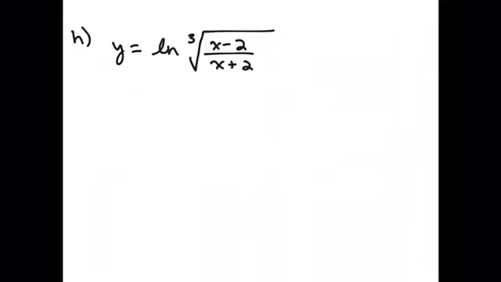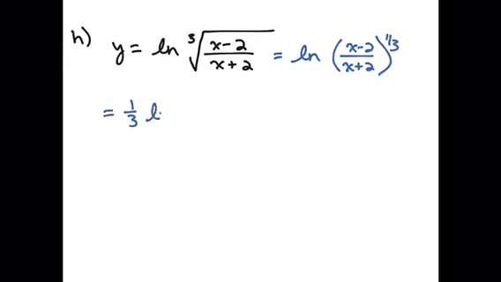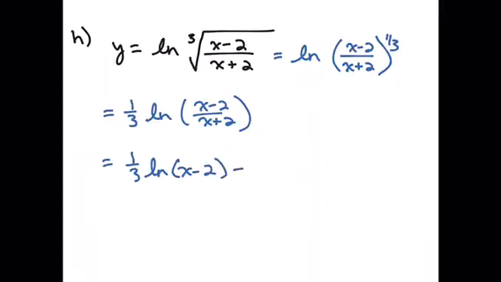Okay, this one, a little bit more complicated. Let's rewrite it so that I can see the power here. It is the natural log of x minus 2 over x plus 2, all being raised to a 1/3 power. So I can bring that exponent out front. And then I have division, so we can turn that into subtraction. So I have 1/3 natural log of x minus 2 minus 1/3 natural log of x plus 2.